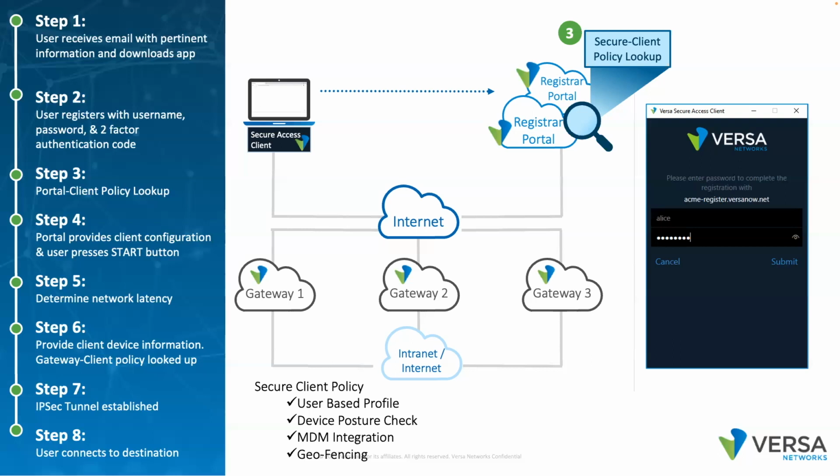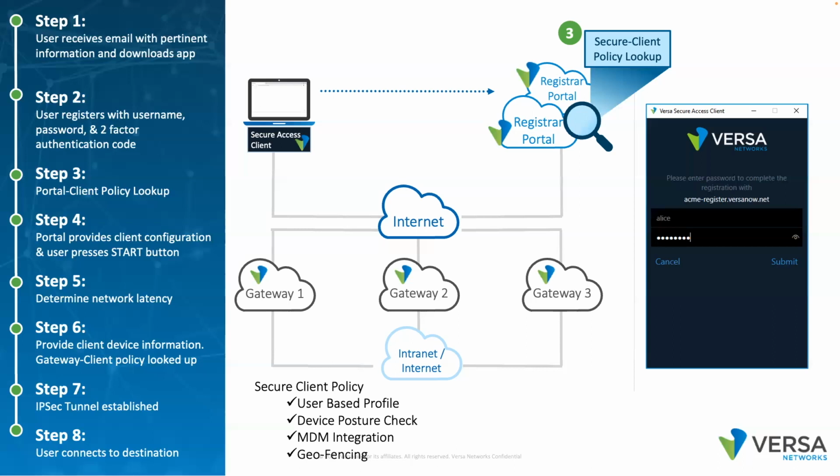Once registration is completed, user can initiate connection by clicking on the Start button on the client in step 4. And finally, in steps 5 to 8, connection is established with the best gateway selected based on network latency, resource utilizations, and gateway proximity with the remote user.